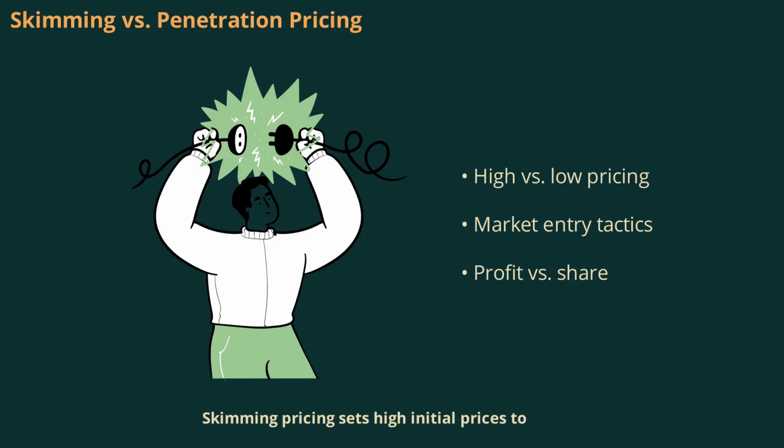Skimming pricing sets high initial prices to maximize early profits from less price-sensitive customers, gradually lowering prices over time. Penetration pricing uses low initial prices to quickly gain market share and discourage competitors. The choice depends on demand elasticity, production scale, and competitive threat, with each approach offering distinct advantages.